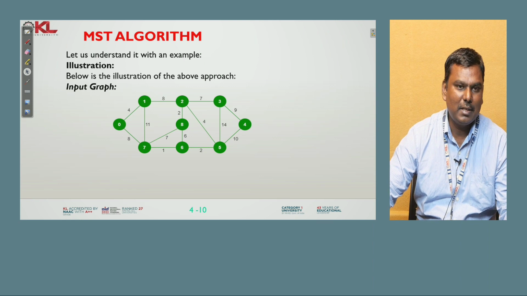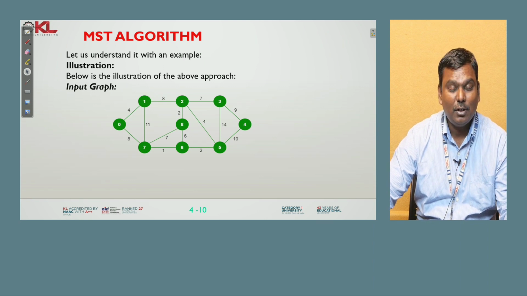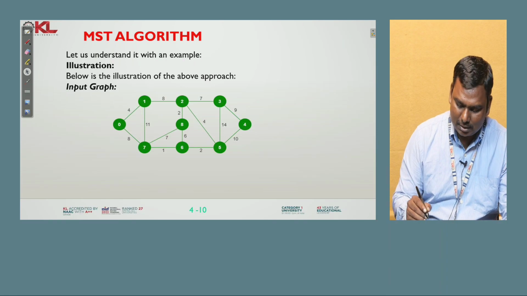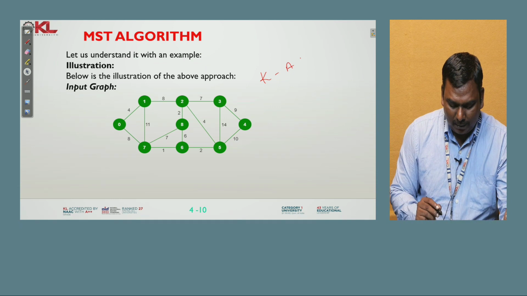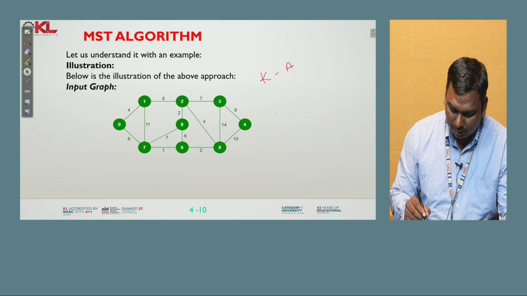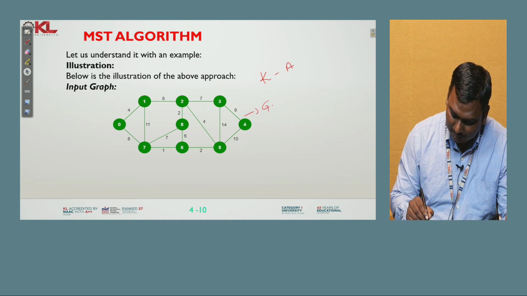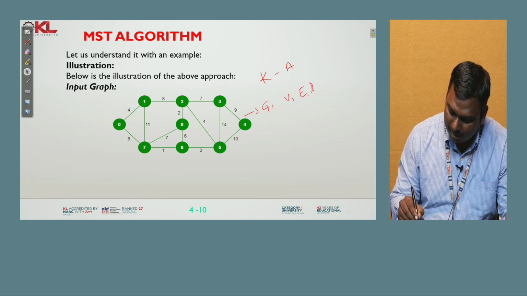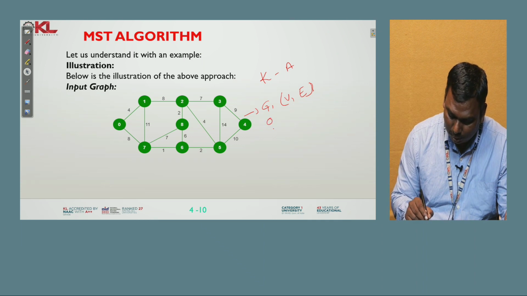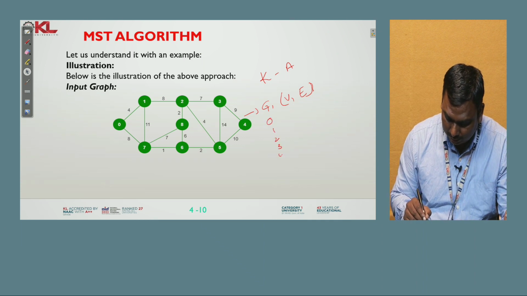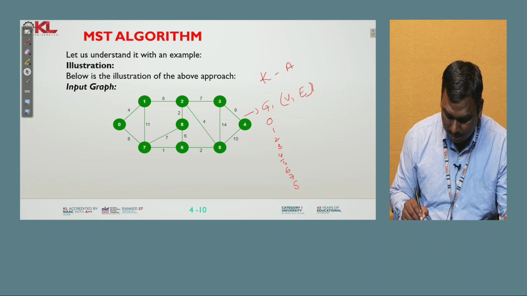So this is the example for the minimum cost spanning tree in Kruskal's algorithm. Here we will work through it. So it is a graph. This graph has some vertices and some weights. So what are those vertices? 0, 1, 2, 3, 4, 5, 6, 7. These are the vertices.